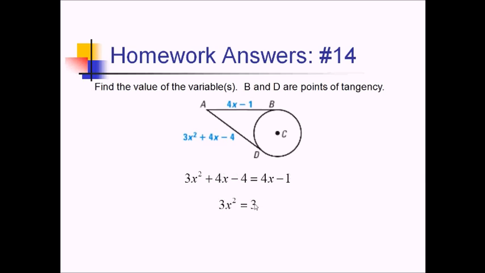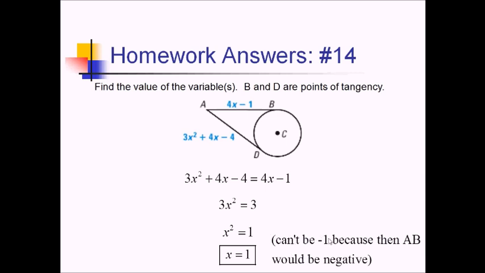giving me 3. Divide by 3 now. We have x squared equals 1. And then square rooting both sides. Normally I would get plus or minus 1, but I'm just going to take positive 1 in this case, because if I had negative 1, then AB, this segment up here, would have a negative overall value, which doesn't make sense geometrically. So we'll just stick with positive 1.